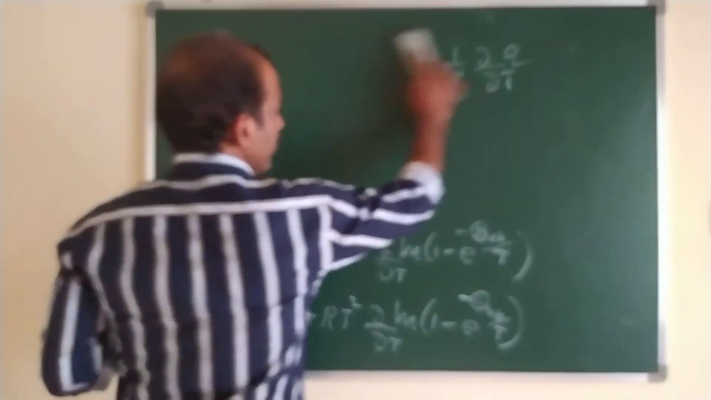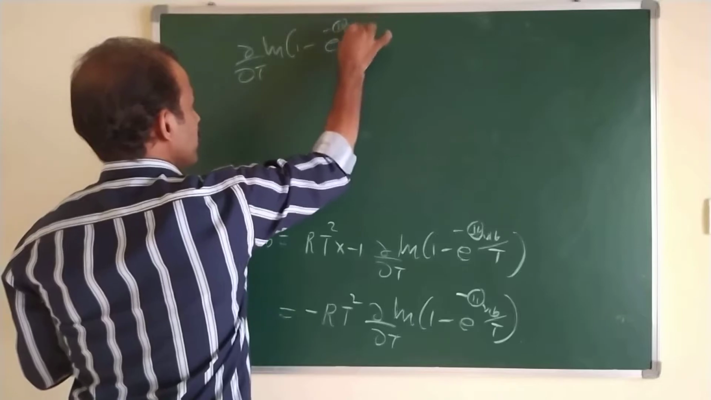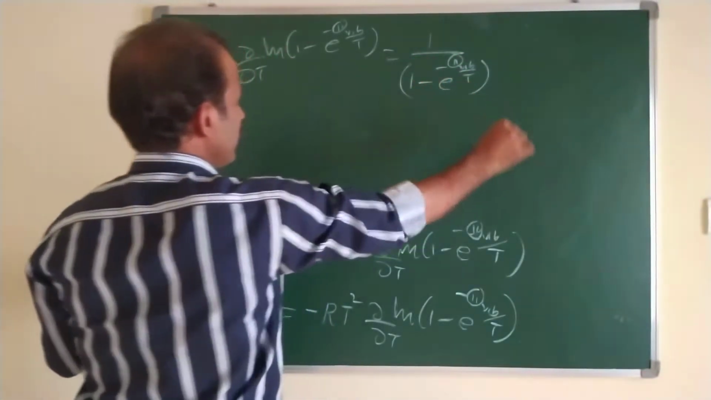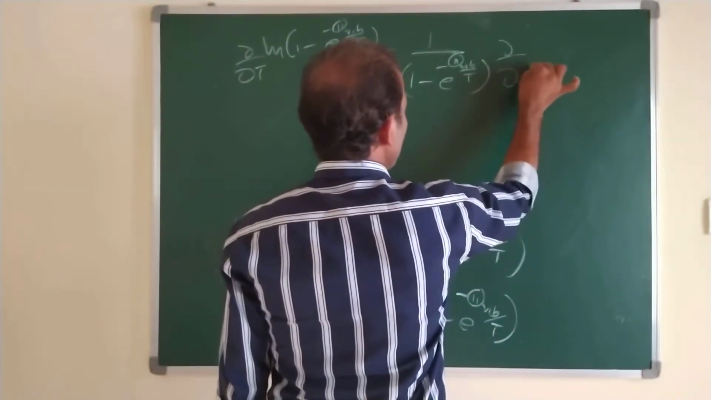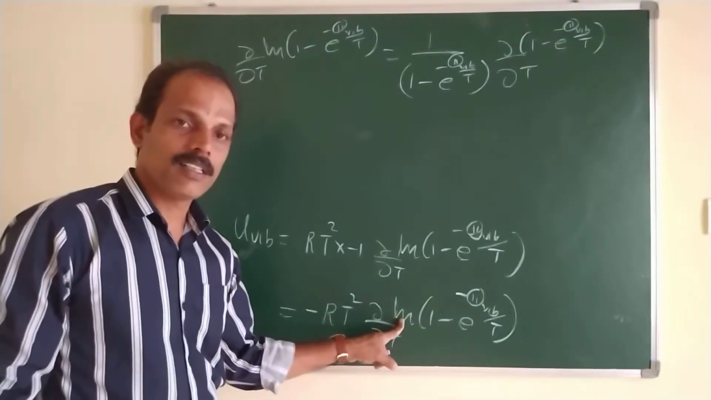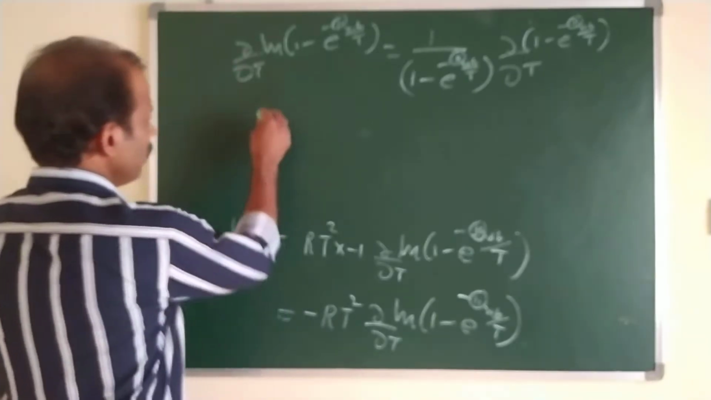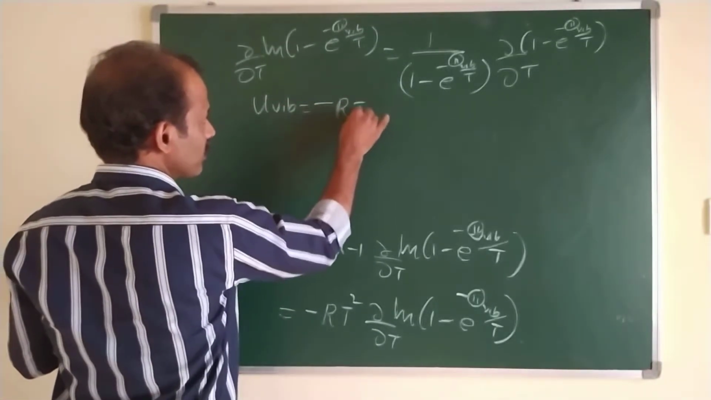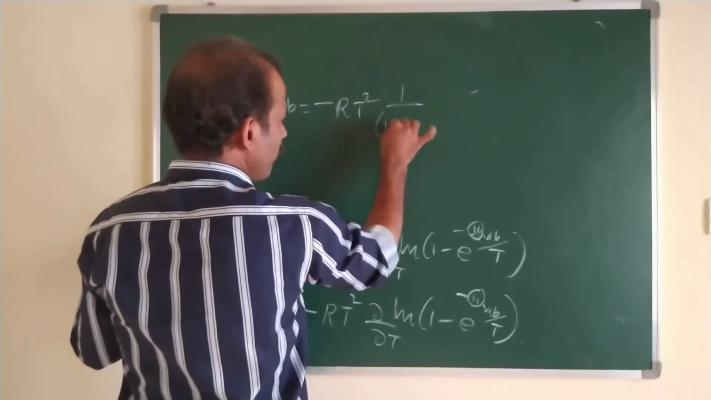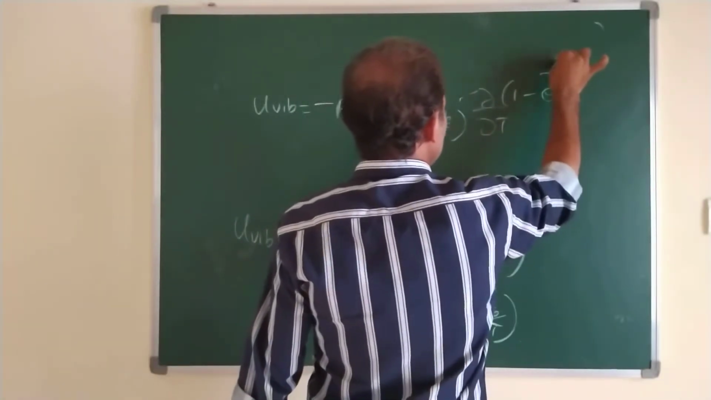Similarly, that term, dou by dou T ln (1 minus e raised to minus theta vibrational by T), can be written as 1 by (1 minus e raised to minus theta vibrational by T) into dou by dou T of (1 minus e raised to minus theta vibrational by T). We are just omitting this ln term for the convenience of differentiating the function. Okay, so we can write this as U vibrational is equal to minus RT square into 1 by (1 minus e raised to minus theta vibrational by T) into dou by dou T of (1 minus e raised to minus theta vibrational by T).